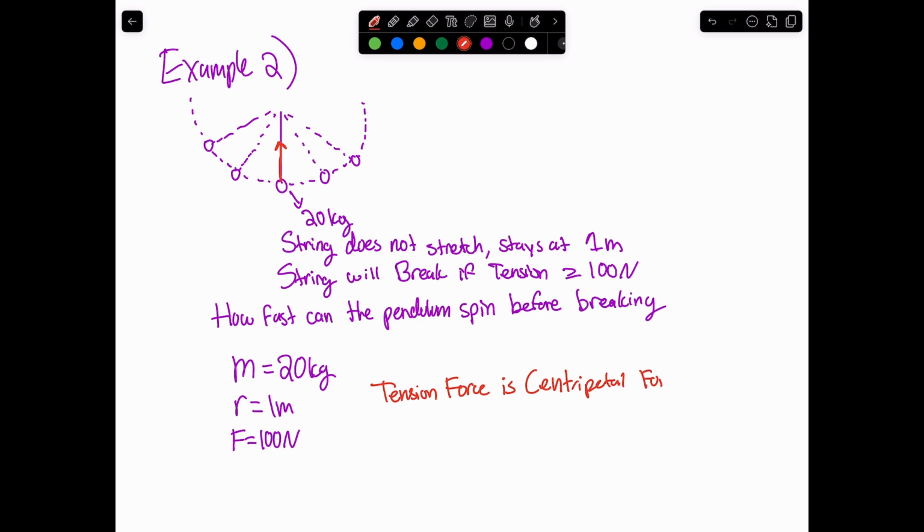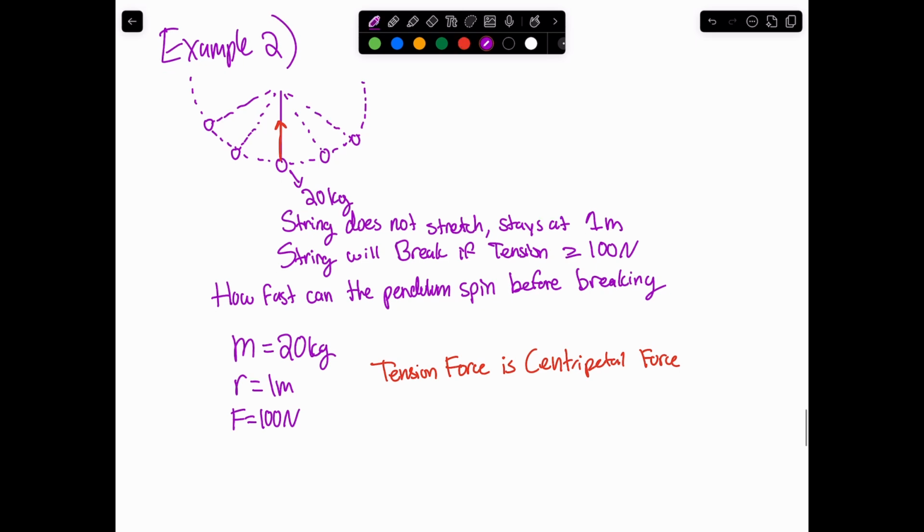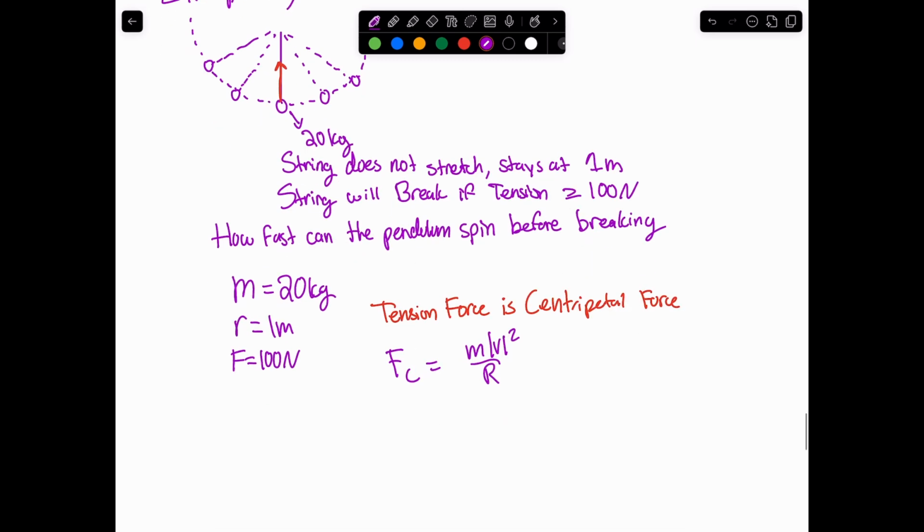force. And hey, I seem to remember us discussing a centripetal force equation. So why don't we go ahead and write that down? You know, could be useful. Fc is equal to m speed squared over r. I'm looking at this equation, it kind of looks like we have most of what we need here. Let's say our Fc is going to be 100 newtons. We have a mass of 20 kilograms. We don't know the speed, it's actually what we're looking for. And we have an r of 1 meter.